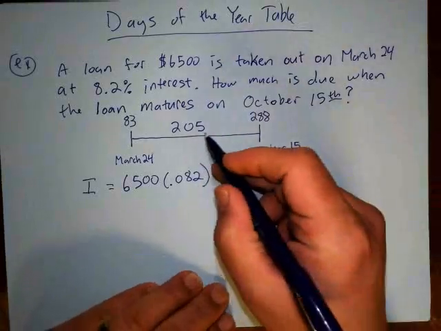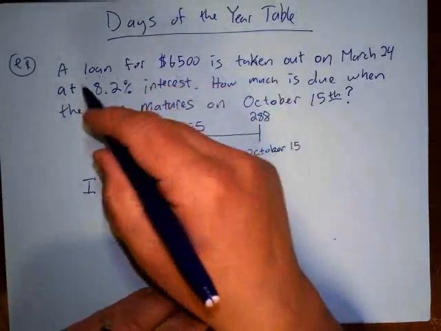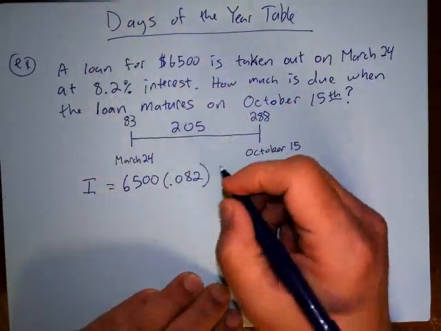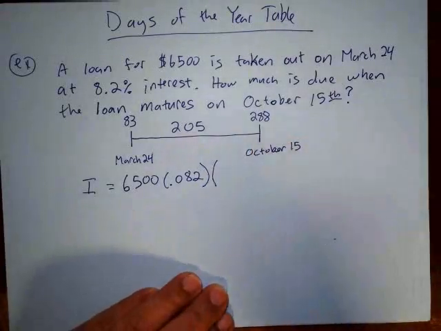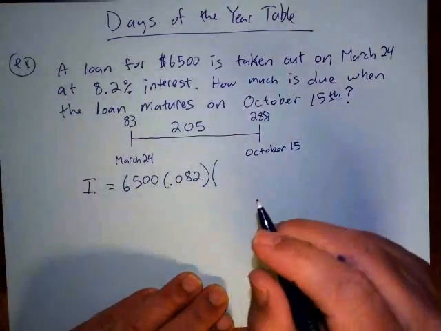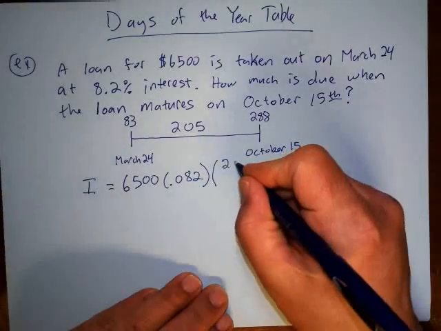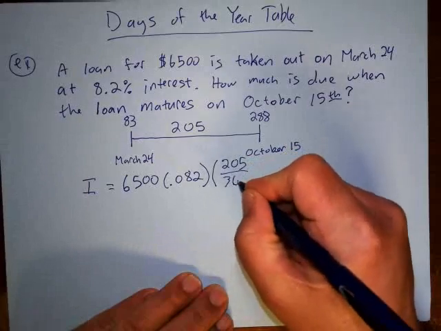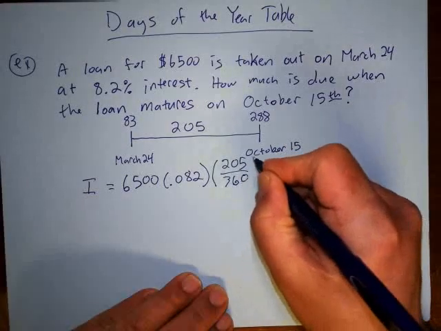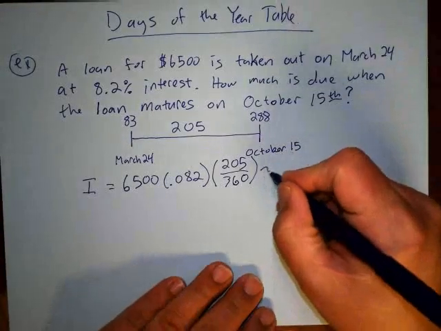Okay, and then I got to convert, this is days, this is an annual interest rate. I got to convert the days into years. And if you remember, in order to do this, we're going to use the banker's rule, which says 1 year is 360 days. So this would be 205 divided by 360. Okay, so when you do these problems, you're going to use the banker's rule.